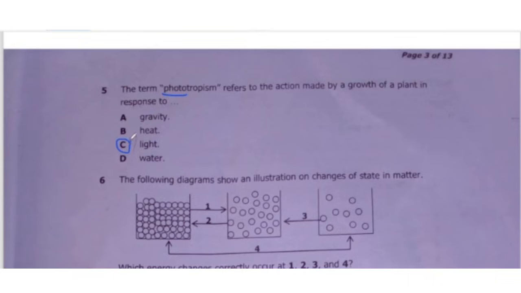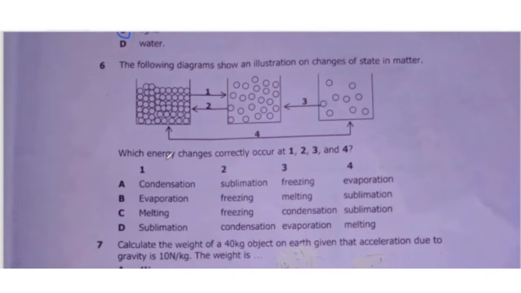Now A, which is gravity, this is the response towards the earth. So this response is mainly with the roots, which respond to gravity. Water is a response towards water, which is also called hydrotropism. Okay, very good. So we go to number 6.